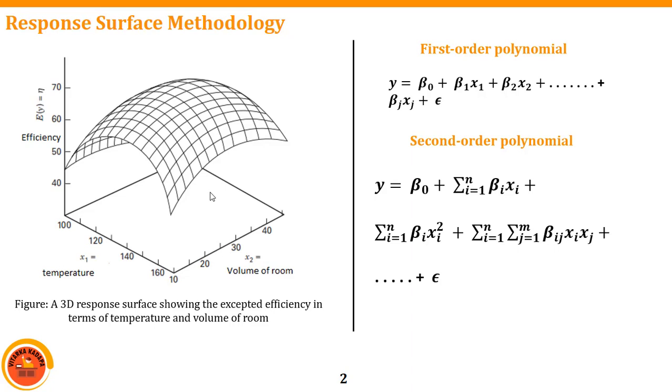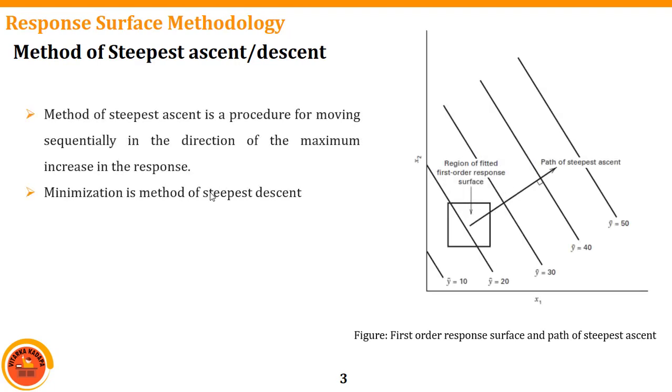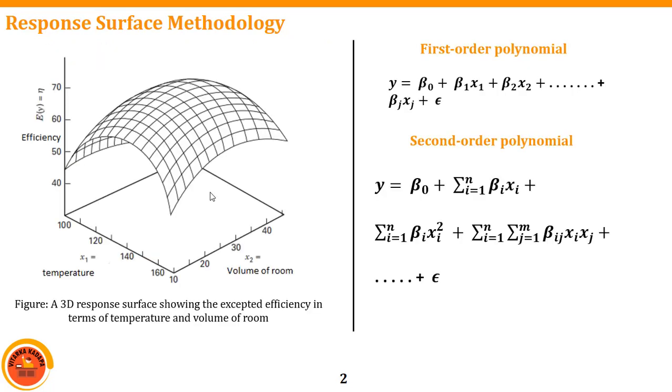We can go up to third, fourth, fifth order polynomials also. Okay. Next, what is this method of steepest ascent and steepest descent method? See here, if you observe this graph in the previous example, if we are moving towards the downside, it is called descent. If you are moving towards upside, it is called ascent.